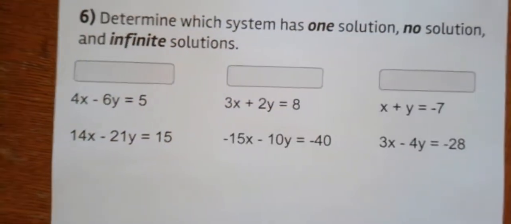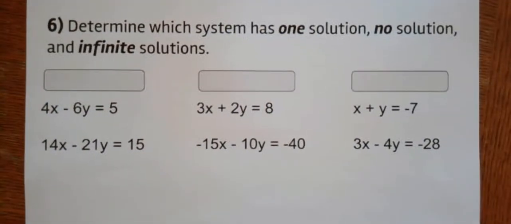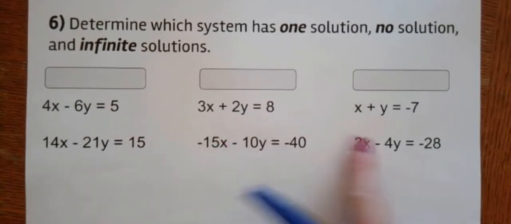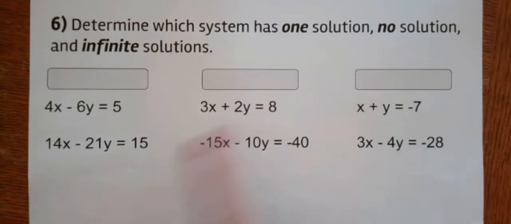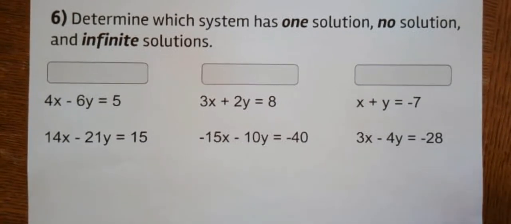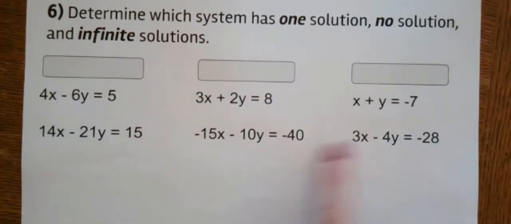All right, on our last one, number 6, determine which system has one solution, no solution, and infinitely many. So we got 3 systems here, and we want to decide which one is which. So I'm going to have to solve them, and they're all written in standard form, so it would make it really easy to solve just using the elimination method. So I don't know, which one should we do first?